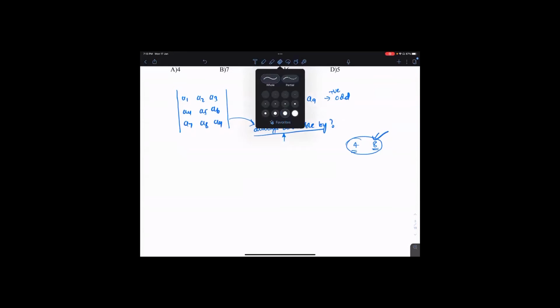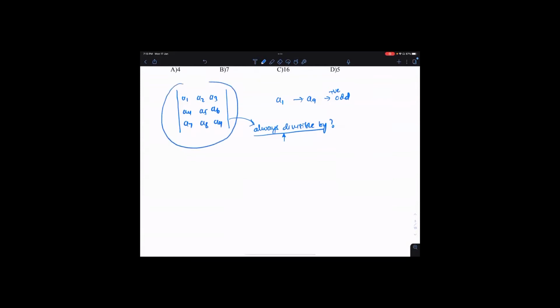Now coming to the question, I hope you understood the point. We have to find the highest number which always divides this determinant value. Now you may say, sir, I will take 1, 3, 11, 25, 29, 381, 23, like that. But you can't keep checking, no? You can make an infinite number of these. Now see, the trick is very simple.